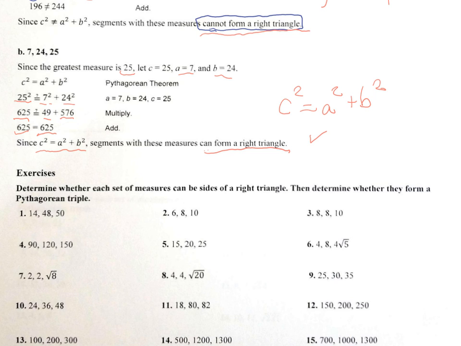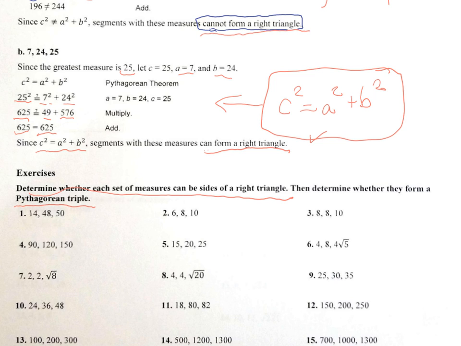So if you look at the instructions for the exercises, it says determine whether each set of measurements can be sides of a right triangle. So that's where you're going to do the calculations as we've seen in these examples right over here. Okay? Same calculations. Then it says determine whether they form a Pythagorean triple. Now, a Pythagorean triple is something that we're just now seeing.